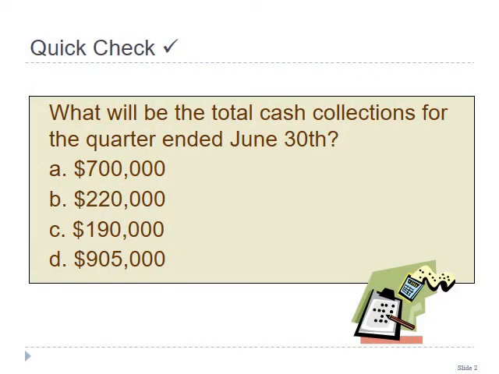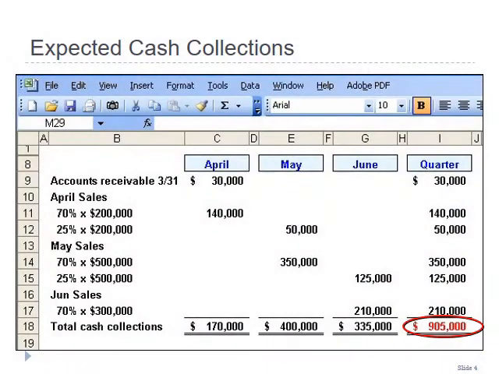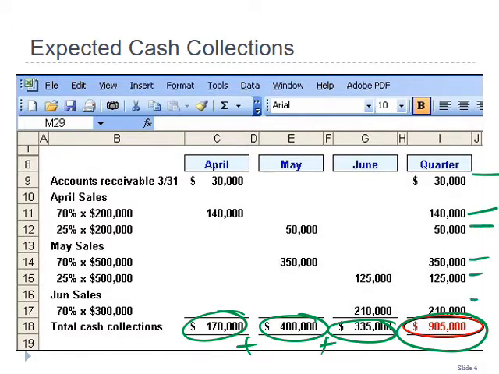So a quick check: what would be the total cash collection for the quarter ended June 30? Simple, you just add all the collections of June, May and April. So this is your 905,000. Or you can go row wise, write it down here and add them. The answer would be 905,000 as well, right?